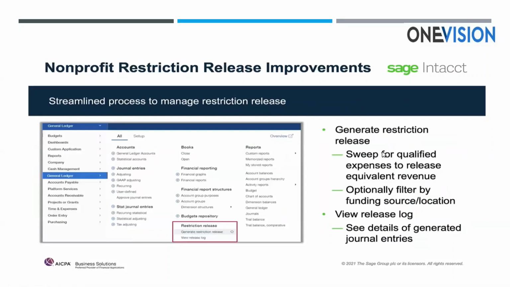For nonprofit customers, improvements have been made to the restriction release process in Release 4. There is now a generate restriction release process which will search for qualified expenses in order to release equivalent revenue. The process can be filtered by funding source or by location. The release log can be viewed to review the journal entries that were generated from the process.